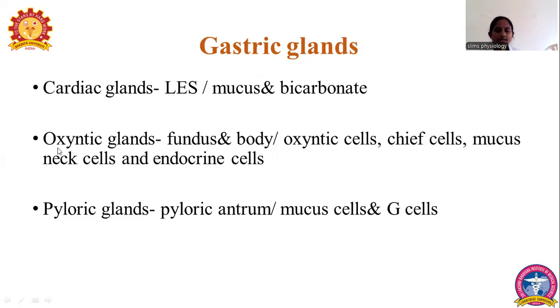Then we move on to the other gland, an important gland in the gastric area, which is the oxyntic gland. The oxyntic gland is present in the fundus and the body of the stomach. These glands contain a specialized type of cell called the oxyntic cell. The oxyntic cell is also called the parietal cell. Apart from this cell, they have chief cells or peptic cells, mucous neck cells, and endocrine cells. The function of the oxyntic cell or the parietal cell is mainly to secrete hydrochloric acid and intrinsic factor.